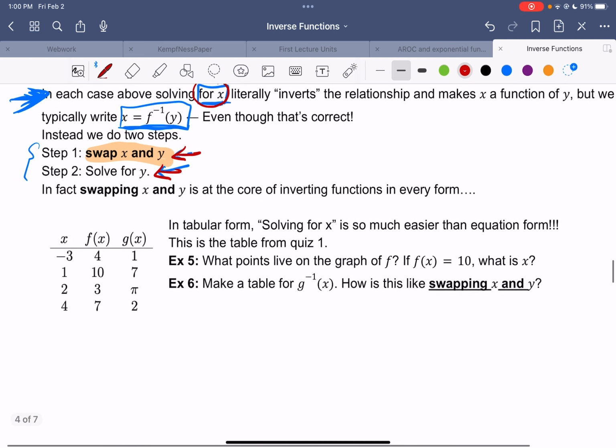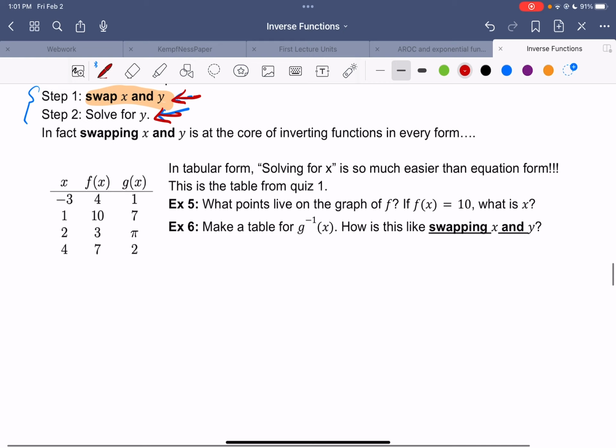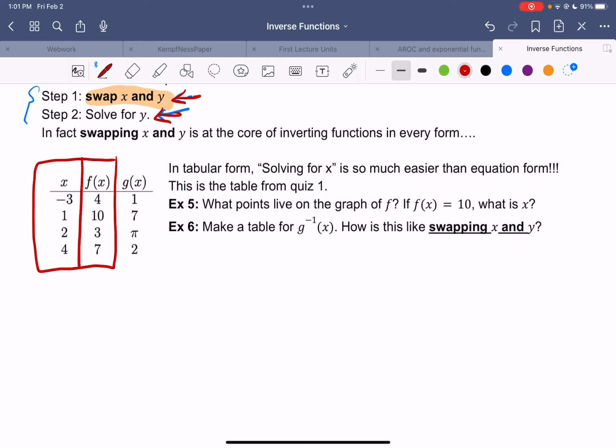Okay, so let's go up to this table form, and we can see it happen again. I just copy and pasted this from the first quiz, but let's just focus on these first two columns. I'm going to call this y, and I'm going to tell the reader y is equal to f of x. So in other words, f takes you from this number to that number.